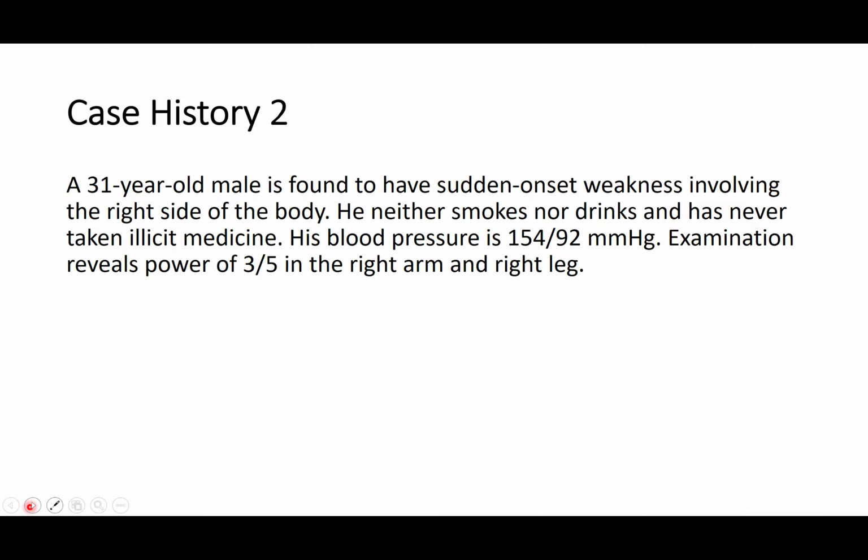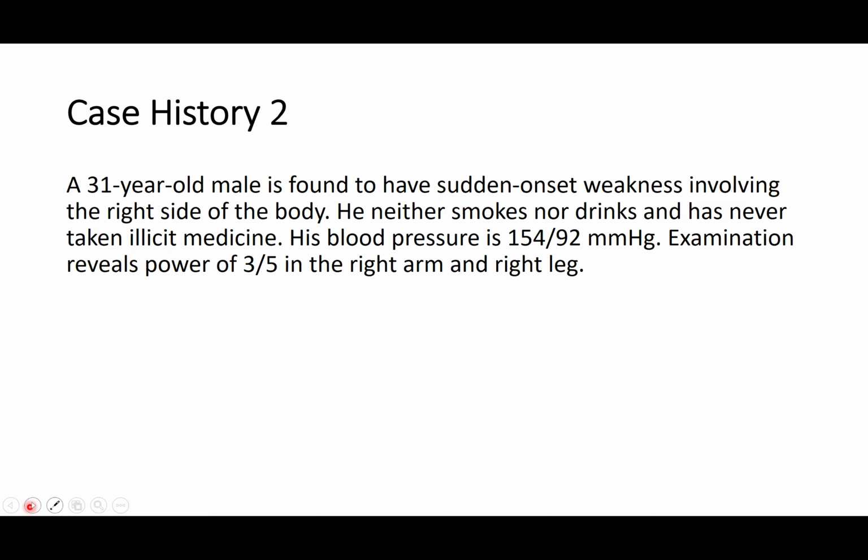The age is much younger. A 31-year-old male is found to have sudden onset weakness involving the right side of the body. The issue is that this is a young stroke. There are a lot of things to be considered in young stroke, which we don't particularly see in old stroke. He neither smokes, never drinks, and has never taken illicit medicine.